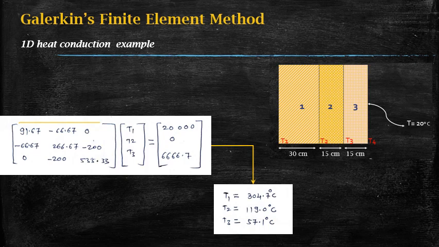This equation represents three simultaneous equations which can be easily solved. And after solving, we get these values of nodal temperatures. T1 is equal to 304.7 degrees Celsius. T2 is equal to 119 degrees Celsius, and T3 is equal to 57.1 degrees Celsius. You can check analytically also whether these values are correct or not. So you can find out the nodal values in this way.